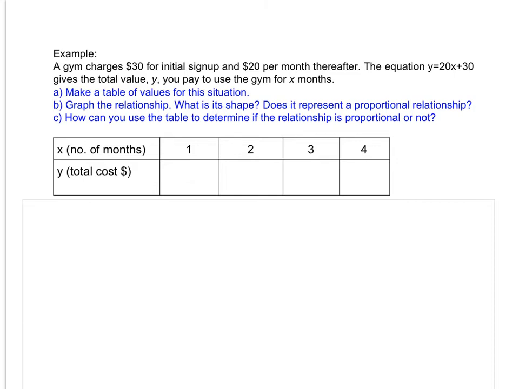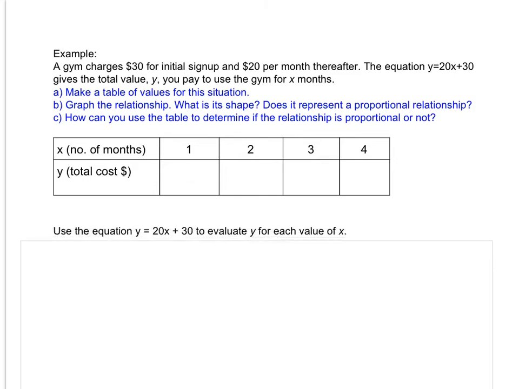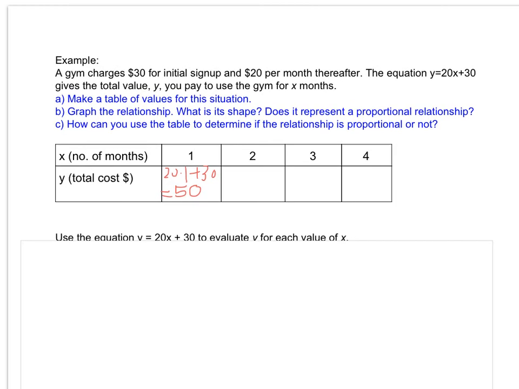Of course, we will use the equation to help us populate this table. So we use the equation to evaluate y for each value of x. So let's say x equals 1, right? Then y is 20 times 1 plus 30, which is equal to $50, okay? And when x equals 2, in this situation, y is 20 times 2 plus 30, okay, like that.